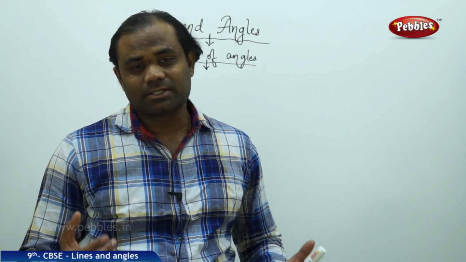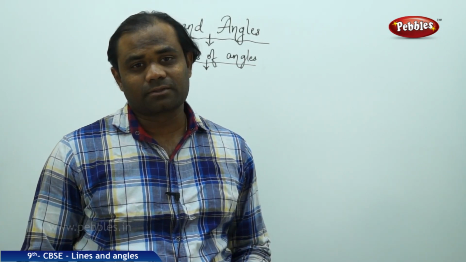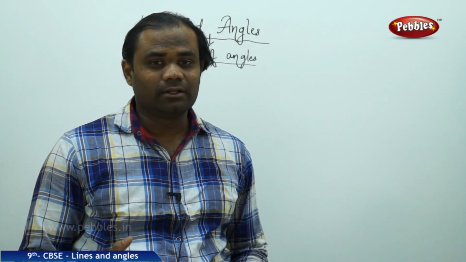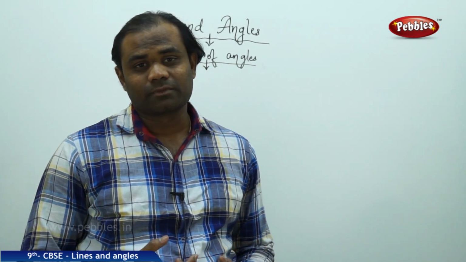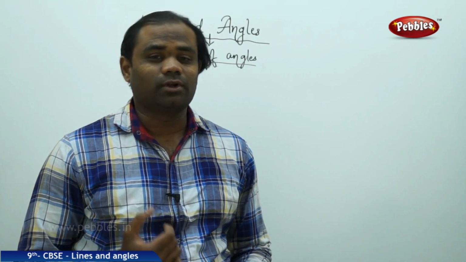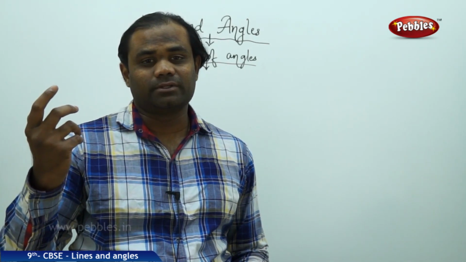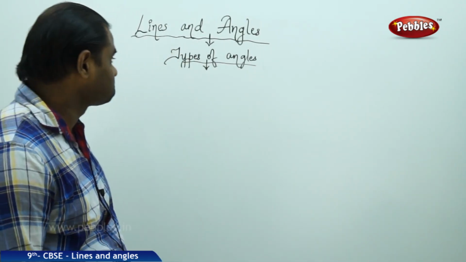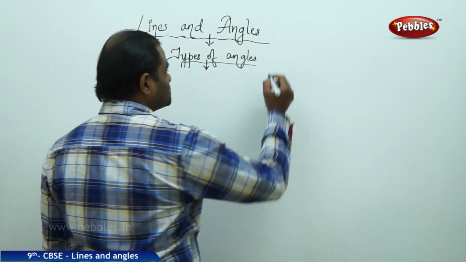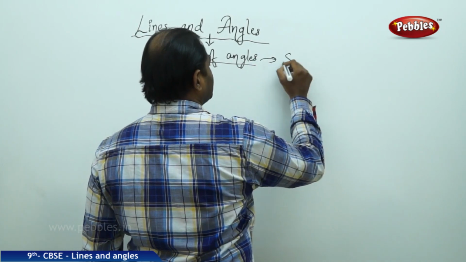Now that we have discussed the types of angles, acute, right angle, and obtuse angle, now let's take two special cases which are very important. What if the angle is more than 180 degrees? This is how we investigate two special cases of types of angles.